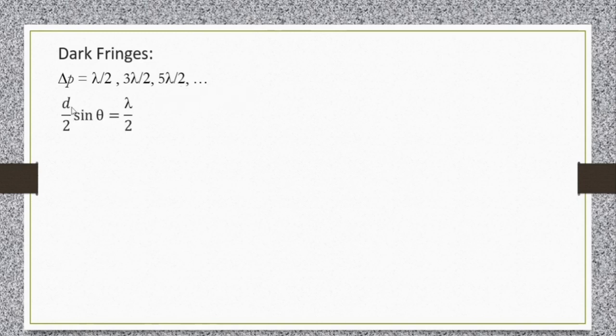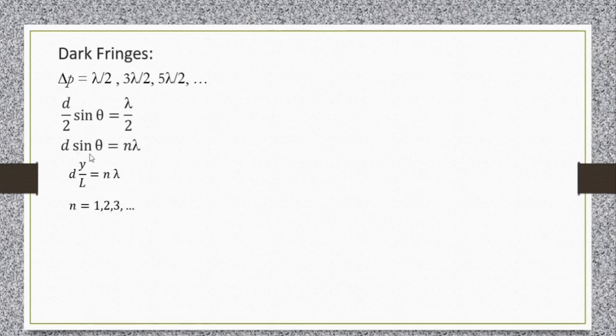And then for destructive interference, or dark fringes, the path difference must be a half wavelength, 3 halves wavelengths, 5 halves wavelengths, and so on. So we have delta p, or the difference in path, d over 2 times the sine of theta, which should be equal to lambda over 2. Then we can formulate this, and it becomes d times the sine of theta equals n lambda, where n is 1, 2, 3, and so on.